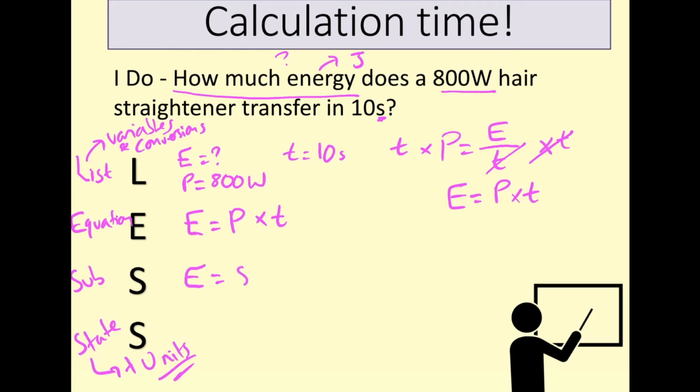So E equals 800 times 10. And then our final answer is going to be 8,000 joules. So stating my units there, they might have asked for it in kilojoules. So to do that, we divide by 1,000, just like how we would do for meters and kilometers. So that's the first example for us.